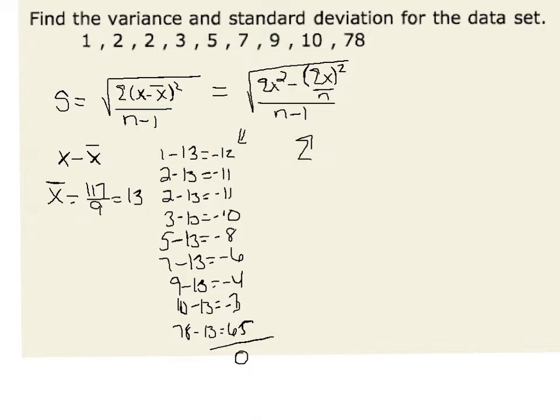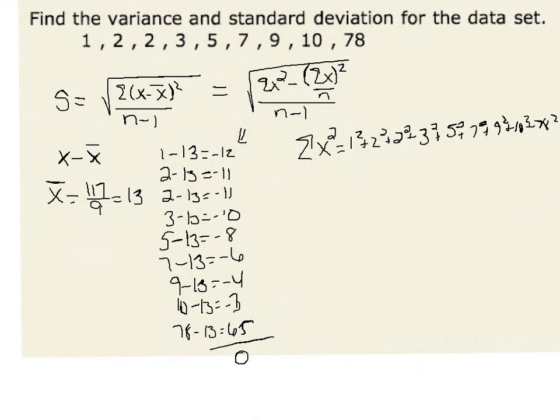We can see that the sum of our x values squared is given by the following. We are going to take each of our 9 values and square them and add them together. If we do this, we get a total of 6,357. We know that the sum of our x's is equal to 117.